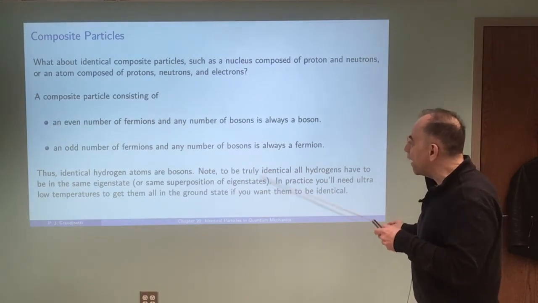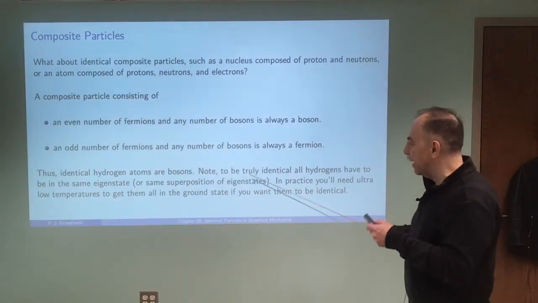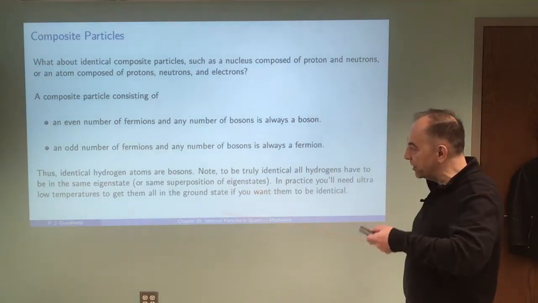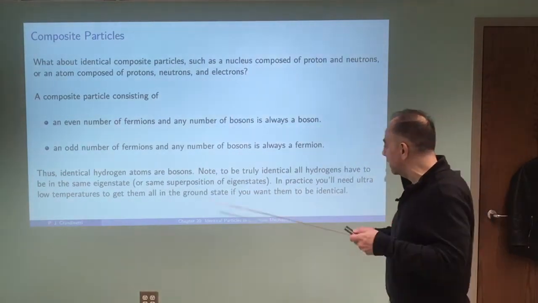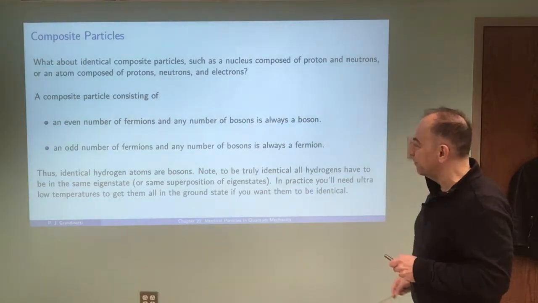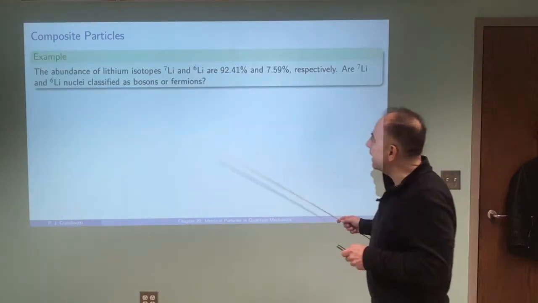Now again, they all have to be in the exact same energy eigenstate. If they were in different energy eigenstates, then you would be able to distinguish them. So if you had them all in the ground state, you would not be able to distinguish one from the other. Let's take an example here.